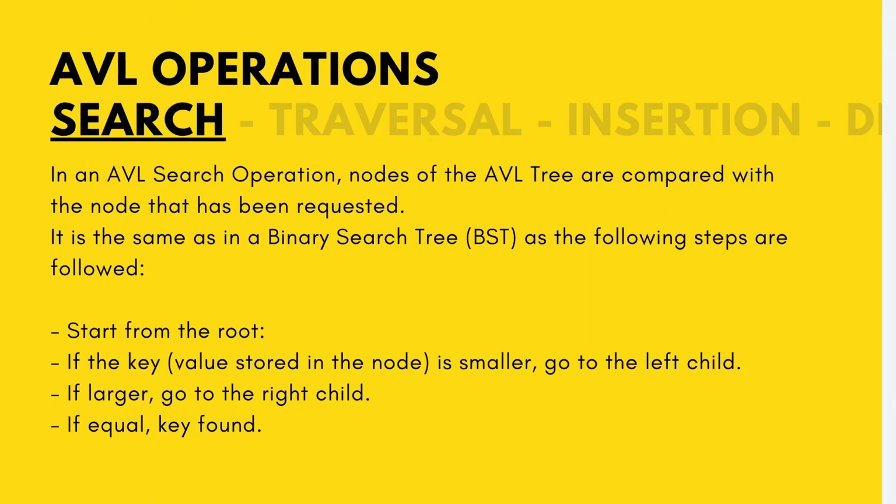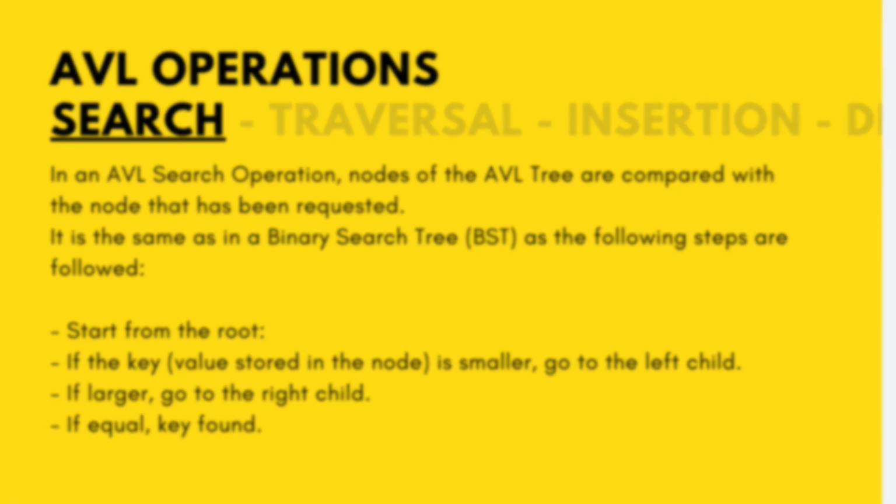In an AVL search operation, nodes of the AVL tree are compared with the node that has been requested. It is the same as in a binary search tree, as the following steps are followed. First, start from the root. If the key is smaller, go to the left child. If the key is larger, go to the right child. If they are equal, then that means the key has been found.